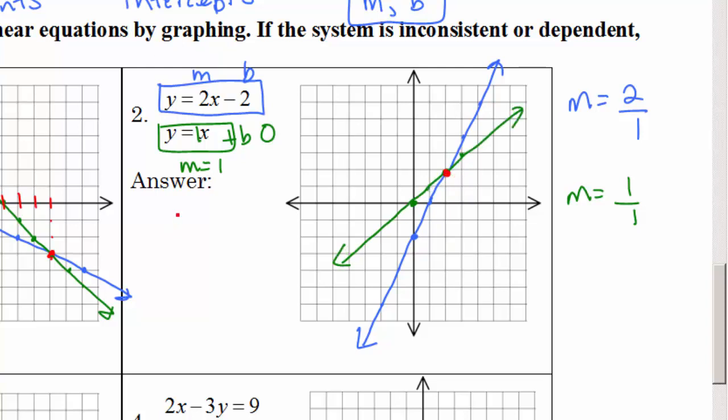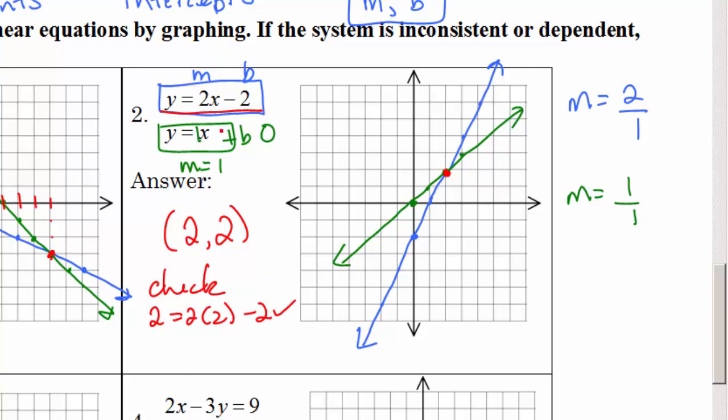So that point is 2, 2. And again, you could check it by plugging it back in and saying, does 2 equal 2 times 2 minus 2? Yes. Check it in here. Does 2 equal 2? Yes. So those two lines intersect at a single point. Now those were kind of easy because they were already solved for y.